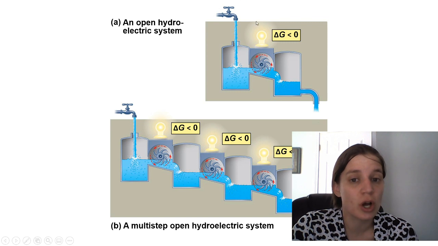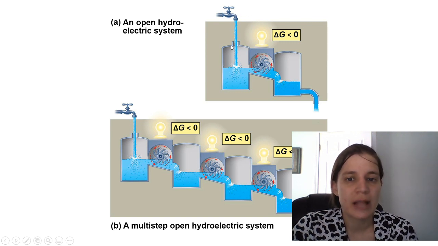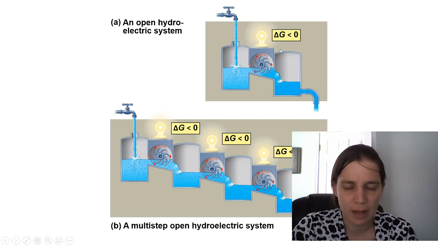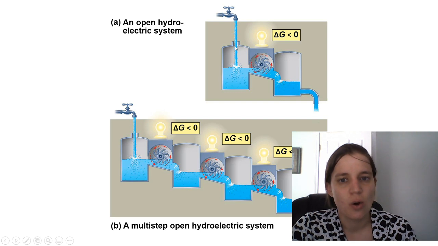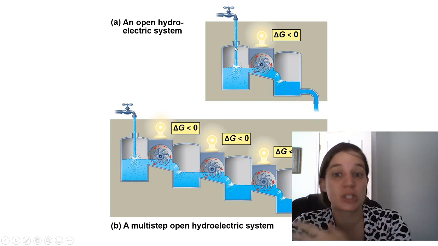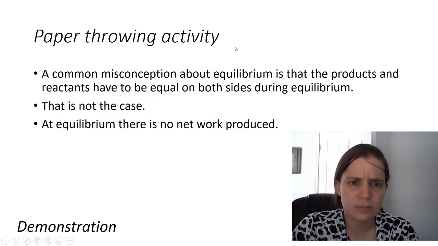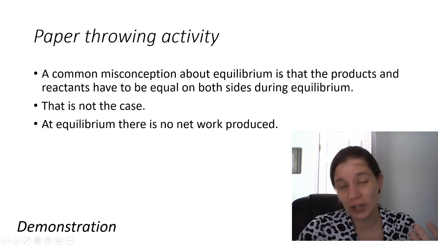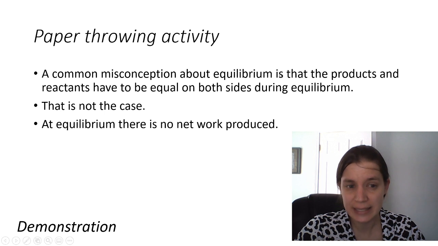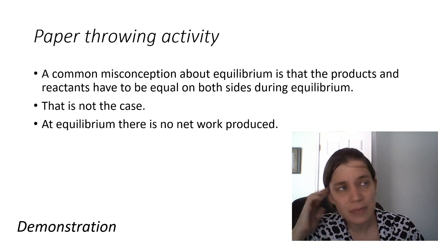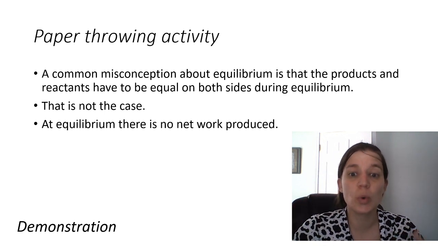This requires input, right? So for our analogy, there's energy coming in here in the form of water. Things are coming in, things are going out. Now, it's a common misconception that at equilibrium, the products and the reactants have to be the same on both sides. That's not the case. At equilibrium, you just need there to be no net work produced.